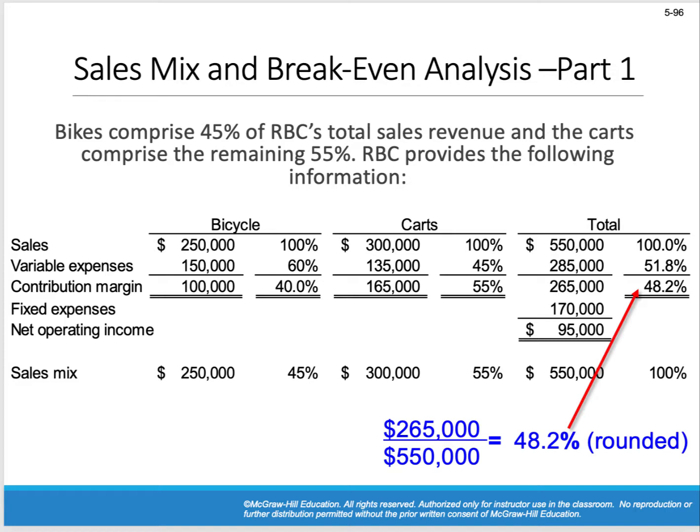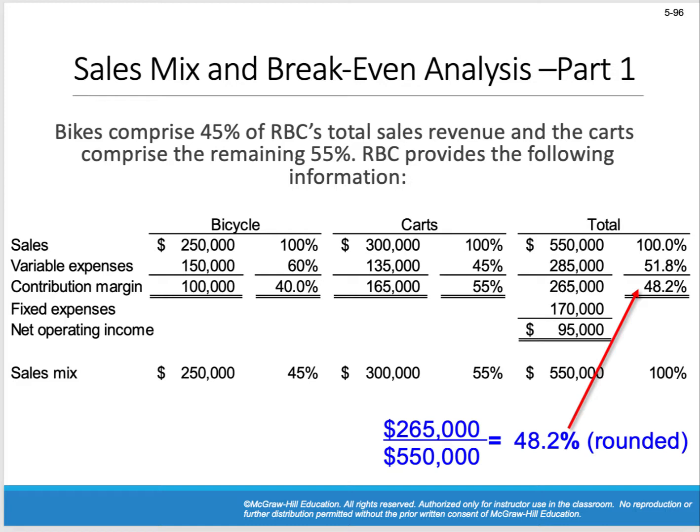So let's look at this here. Let's assume for a moment that RBC sells bikes and carts, right? The bikes comprise 45% of the company's total sales revenue. The carts comprise the remaining 55%. So the contribution margin ratio for both products combined is 48.2%. Okay, so basically what we need to do here is calculate the ratios for each cart and bike.